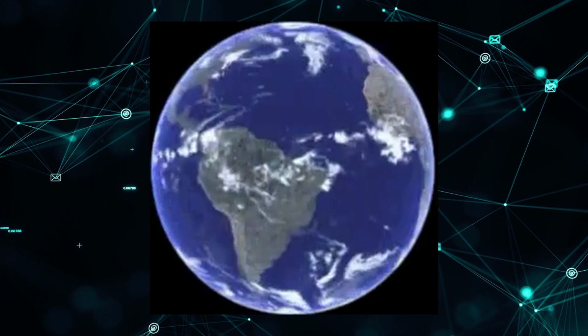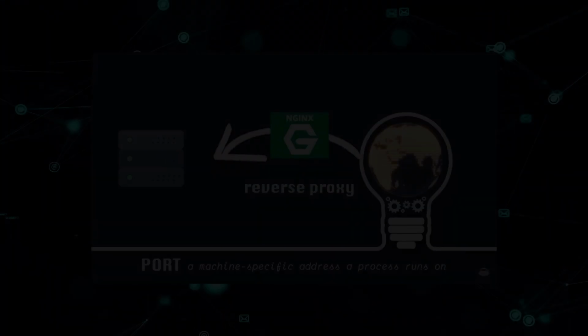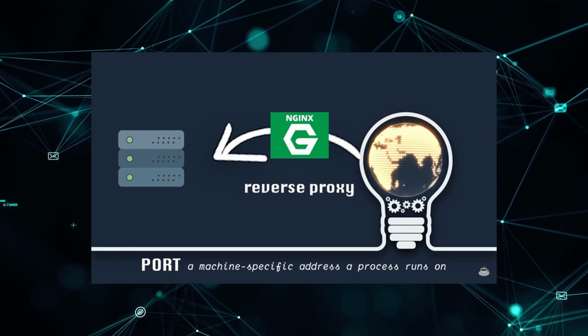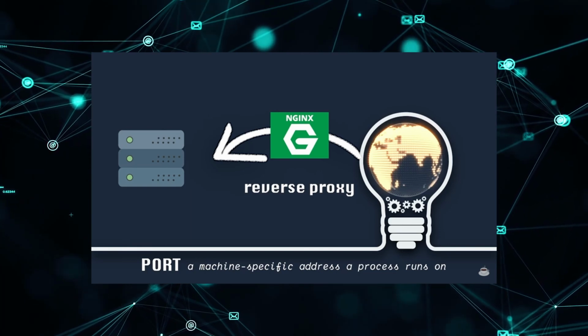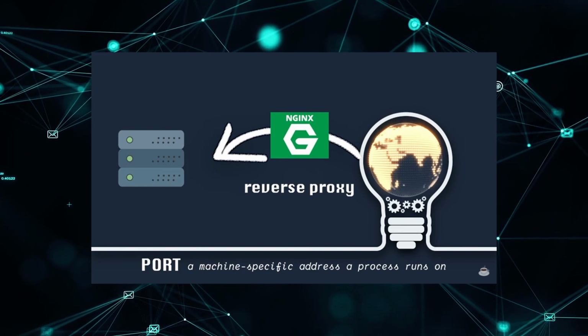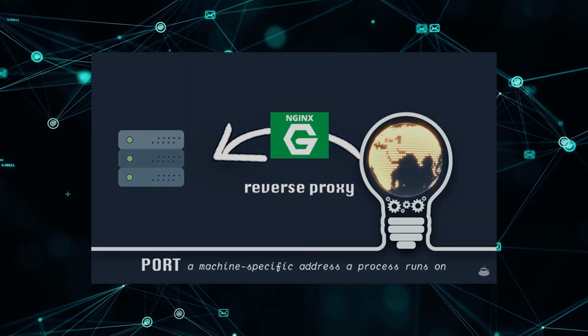Servers that talk to the outside world have more to worry about. They are usually set up with a reverse proxy. It's a gateway that exposes specific ports to the outside world. A port being a machine-specific address a process is running on. So you might want to expose a REST API port but not a database port.